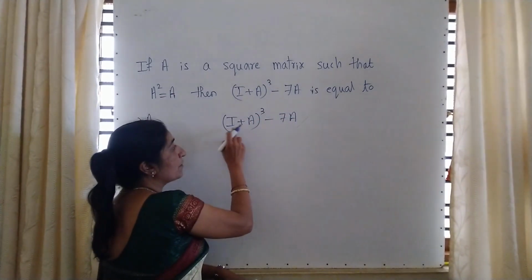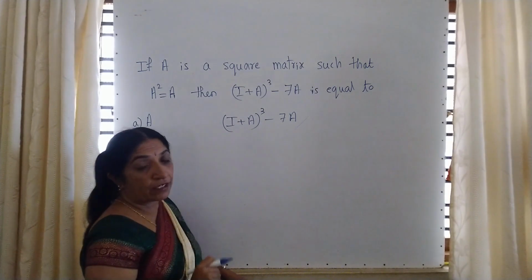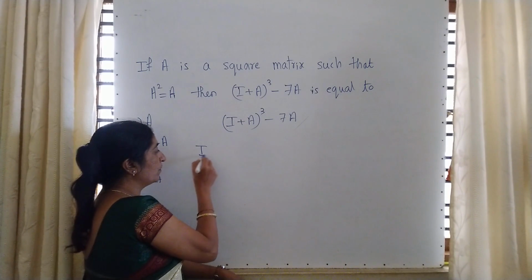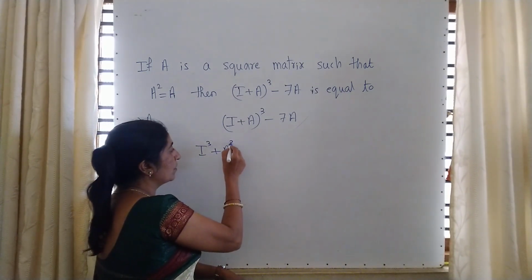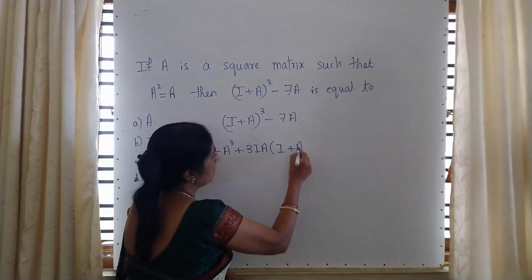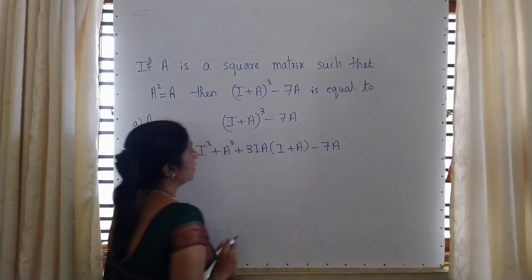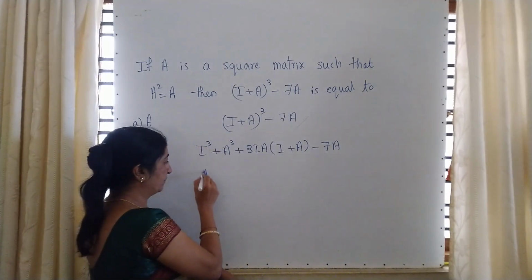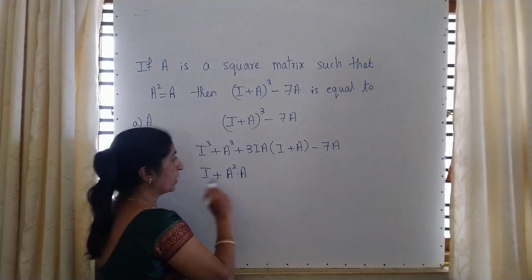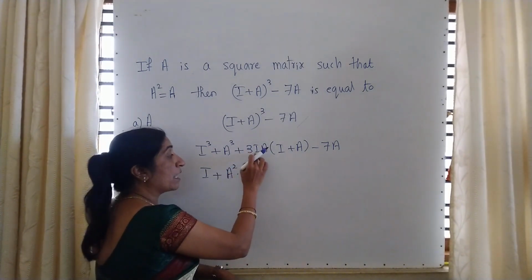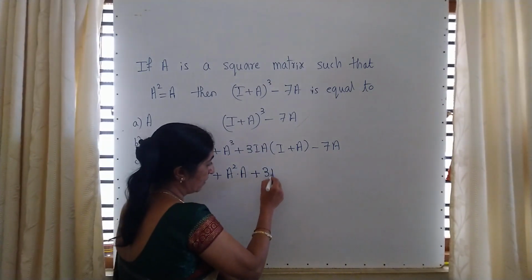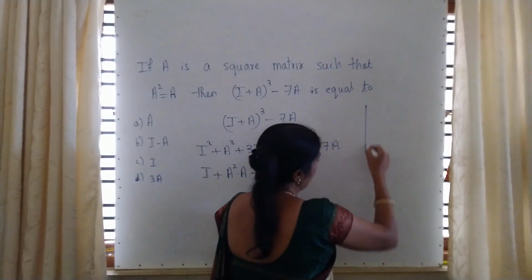And here, I plus A whole cube. When you see that, you remember the formula (A plus B) whole cube. Apply that: A cube plus B cube plus 3AB in the bracket (A plus B), minus 7I. So I cube is I. A cube I am writing as A square into A, plus 3 I into A. What is I into A? Any matrix with identity gives the same matrix. So A remains.